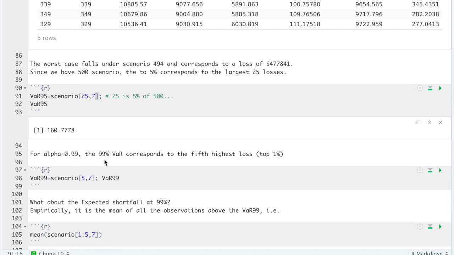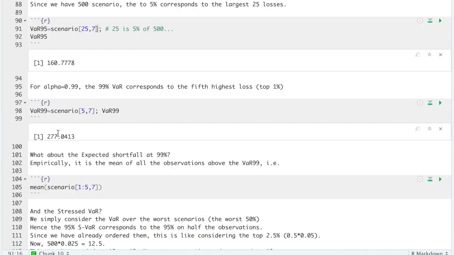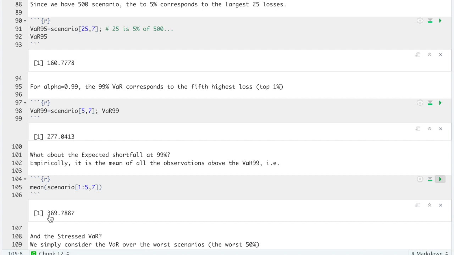If you want the 99%, you take the top 1%, so 1% of 500 is 5, and the value that you get is obviously larger. If you want to compute the expected shortfall, then it is very simple. What you just have to do is to compute the mean of all the observations above the value at risk. So for the 99% confidence level, we take the mean of the top 5 observations. And this value is 369,000.